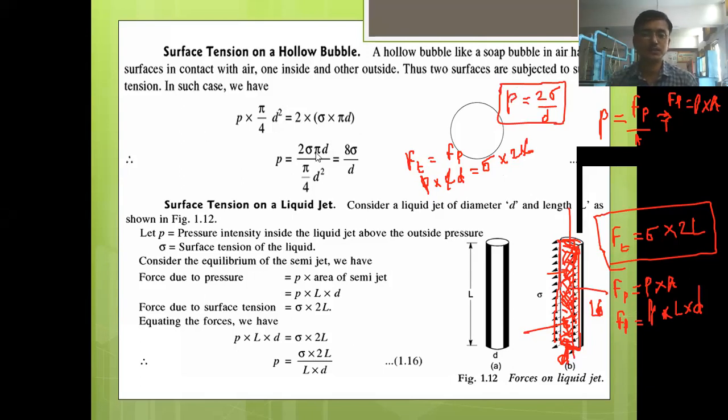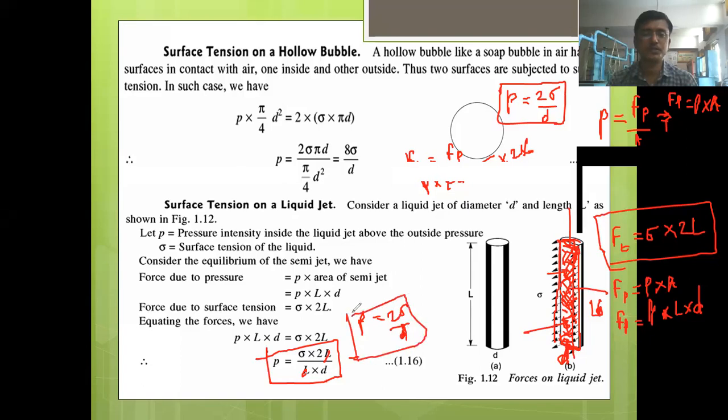Okay, so here you can see the same formula is written here. They have not cancelled the L here. You can cancel this L and get the formula like this: P is equal to 2 sigma divided by d.